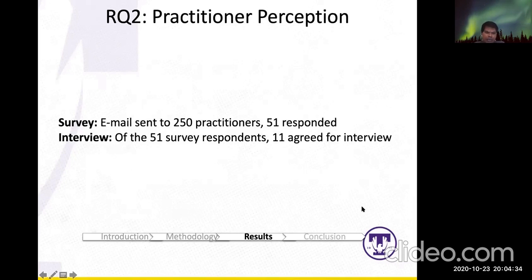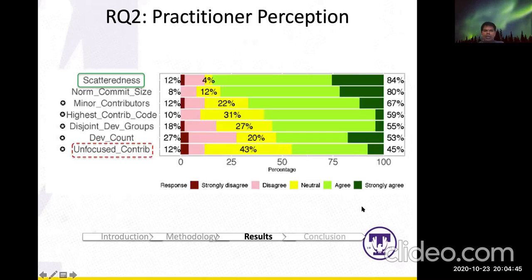For the survey, what we did was we sent email to 250 practitioners, 51 responded, and then out of the 51 survey respondents, 11 agreed to do a semi-structured interview with us. So the survey results indicated that scatterness and normalized commit size, the 2 metrics that did not show correlation with defective IaC scripts, to be more prevalent with respect to practitioner agreement. So it had the highest practitioner agreement as demonstrated on the right-hand side. And the lowest agreed upon metric was unfocused contribution.